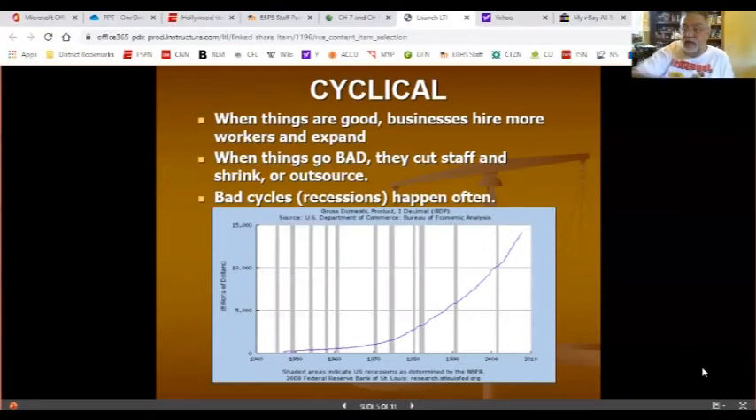Think about a sine wave. Here's the line, here's the sine wave. That's what it is. Cyclical unemployment. This is the result of the business cycle. This is the result of just stuff happening. Some of it's predictable, some of it is intentional, some of it is just circumstance.